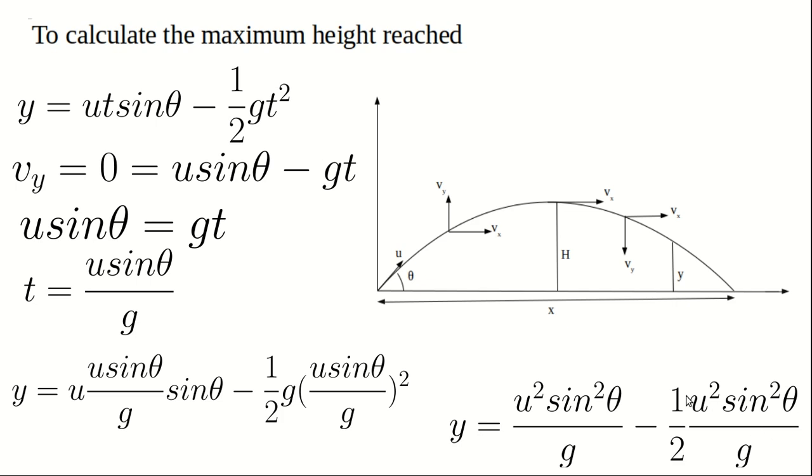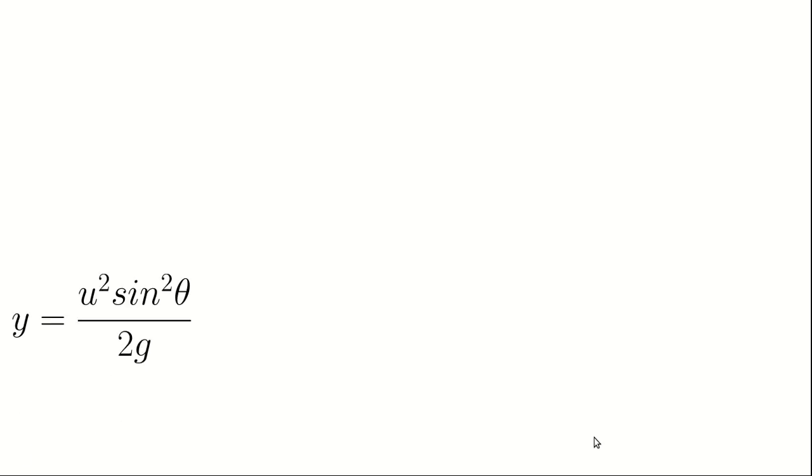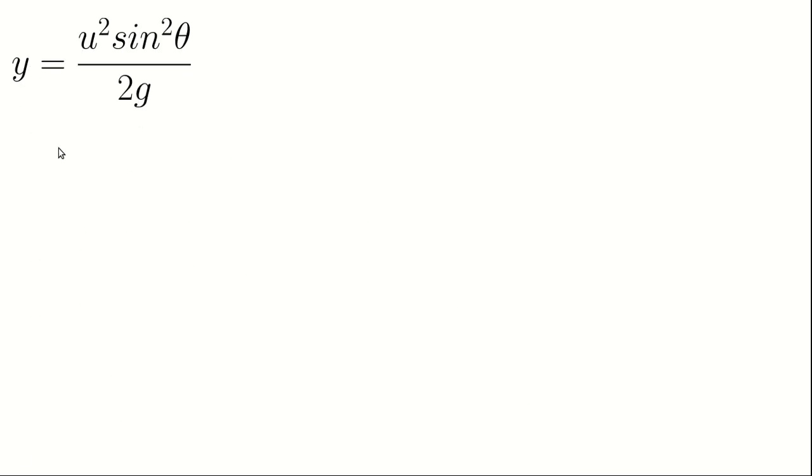And if we resolve, this is exactly equal to this, but the difference is just this half and one. So one minus half will give us half. So we now have u squared sine squared theta over 2g. So this is the maximum height traveled, the expression for the maximum height.